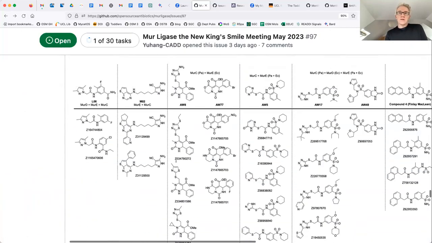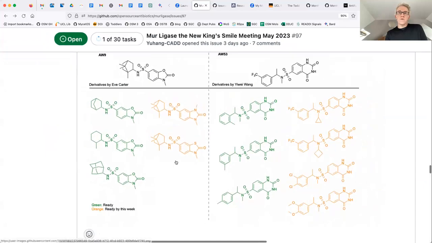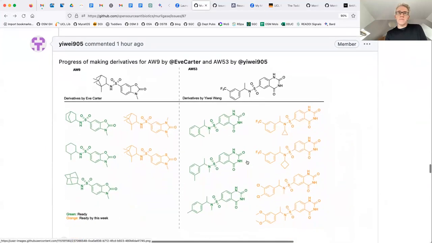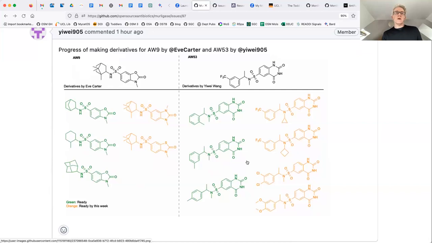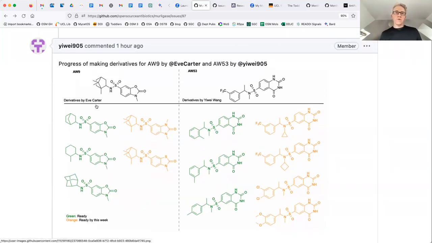And then the last group that's coming through were ones that were not commercially available. These compounds are being made by Yiwei, who's on the call and is doing a master's project in the lab at the moment, and Eve Carter, who's a postdoc in the lab, who was working on something else, but the chemistry is a little quiet at the moment. So she made a few analogs of AW9 just to play around with the structure a little bit. The red ones are ready to go, and the orange ones, I think, will be ready by the end of the week. So we can ship all those off probably on Friday to Warwick for evaluation.